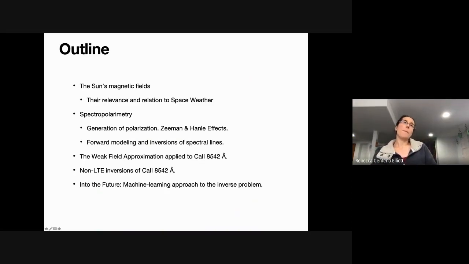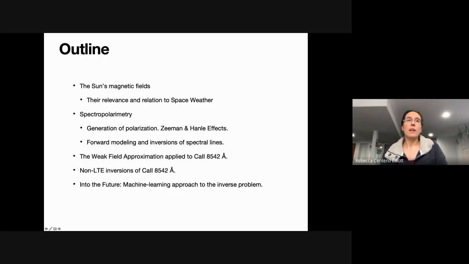Now comes the second part of my introduction. It's about spectropolarimetry: how we measure the intensity of the polarization of light that comes from the sun, and how we can use that to infer information about the magnetism in the sun's atmosphere.